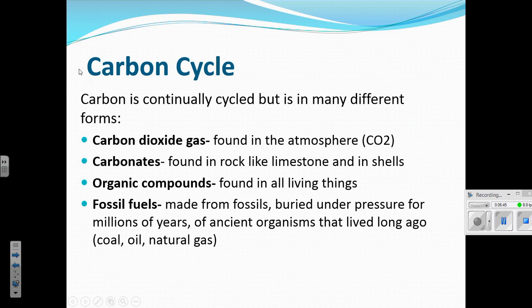The carbon cycle is a little bit more complex. Carbon comes in many different forms. Your carbon dioxide gas, which is found up in the atmosphere. Carbonates, which is a substance that makes up limestone and things. Organic compounds, which we've already talked about, are lipids, carbs, nucleic acids, and proteins. And our fossil fuels, which are made of compressed organic material. So organisms that lived millions of years ago, when they died under the right circumstances, their bodies were compressed, and that is what our oil is made out of.